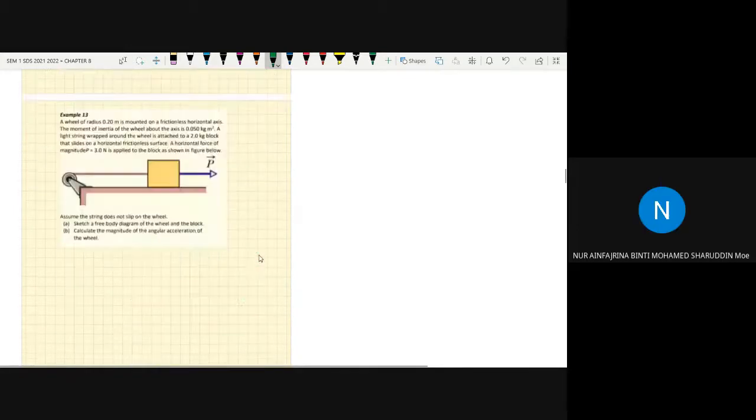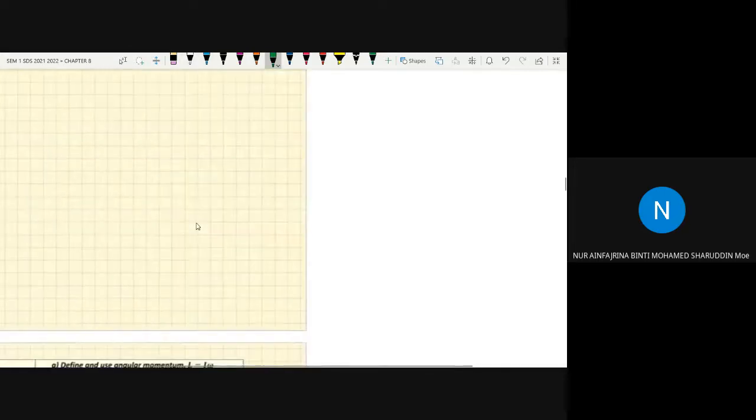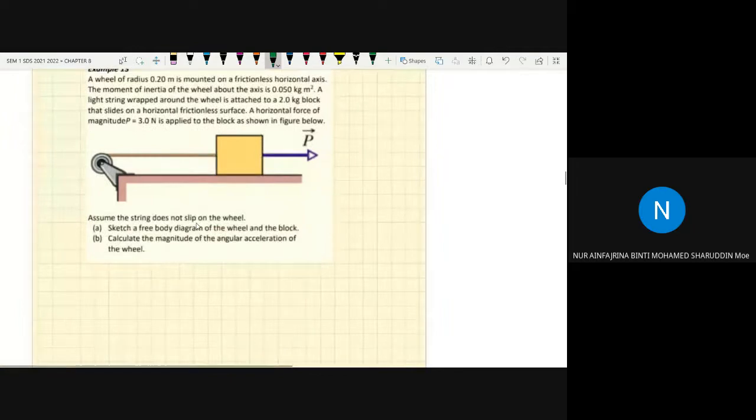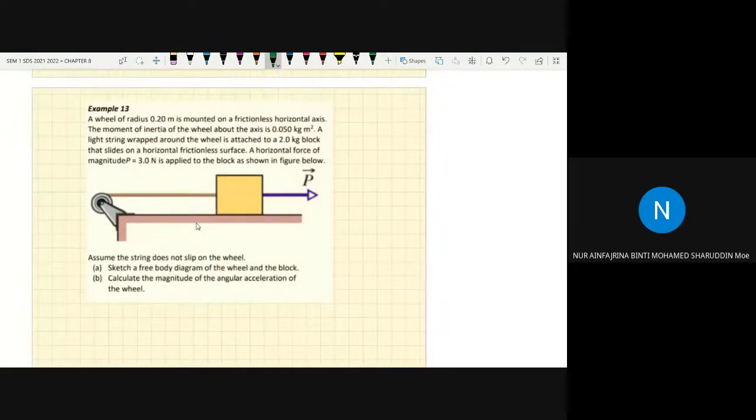Miss proceed ya. Okay, now let's look at this question. Okay, this question is very interesting. You kena faham betul-betul. A wheel of radius 0.2 meter. My question is, dekat mana wheel tu berada? Where is the wheel? Dekat mana? A ke B? A. So A ini adalah wheel dia, okay? So A ini actually pivot point dia.